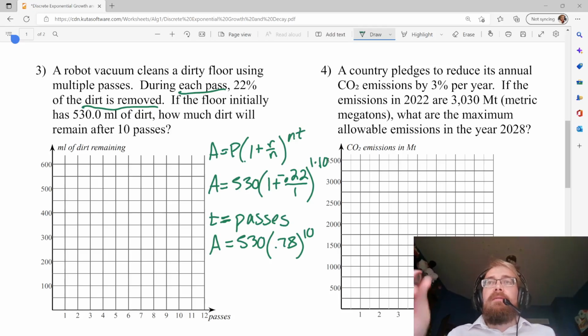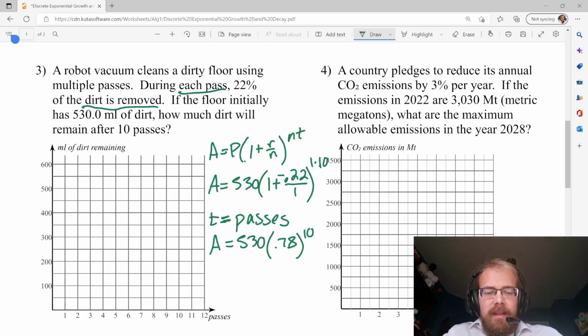So that's it. We've got it all set up, and then we can just type it in and get the answer. So 530. I was going to say I forgot to put the graph for number 2, but I didn't even do number 2. I'm skipping number 2 for right now. Come back to it later. Okay, so 530 times 0.78 to the 10th power, and I get 44-ish. And it says, the floor initially has 530.0 milliliters of dirt. How much dirt will remain after 10 passes? We want to know how much dirt is remaining.